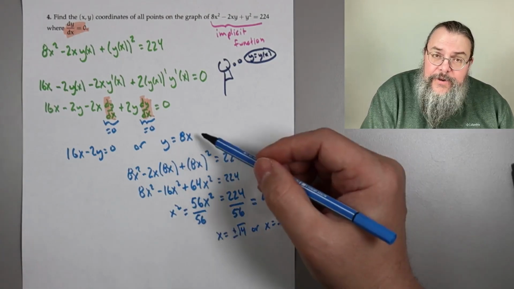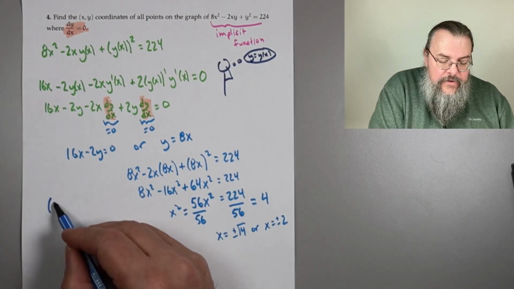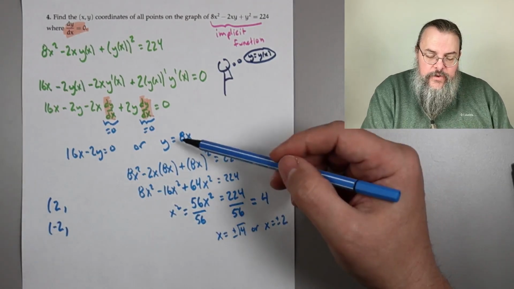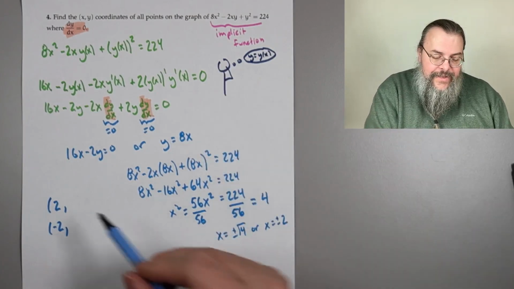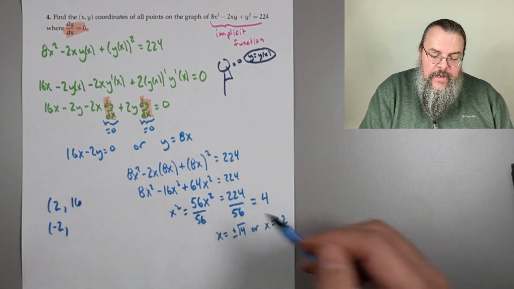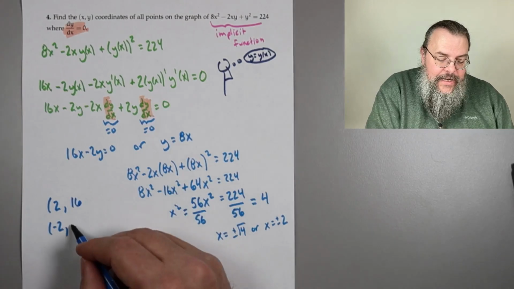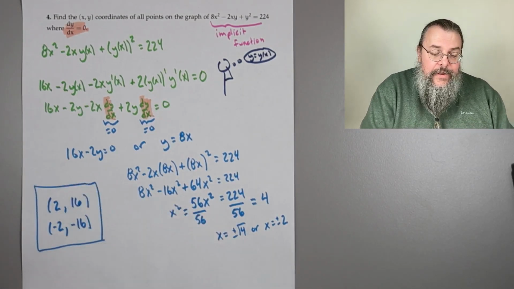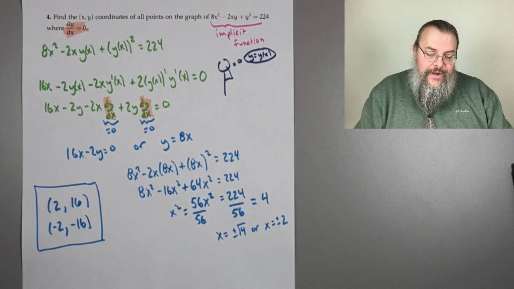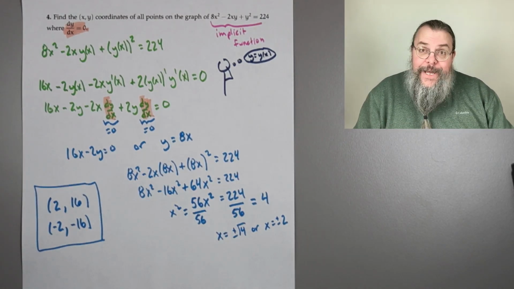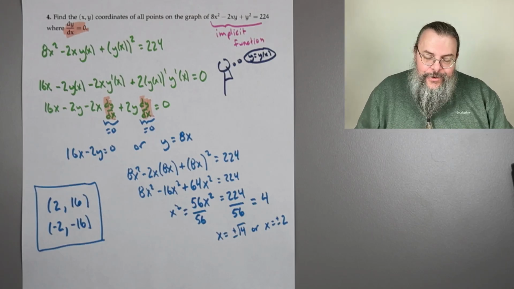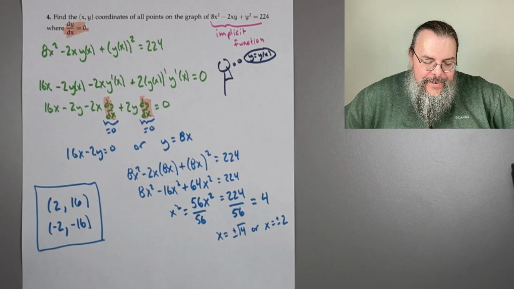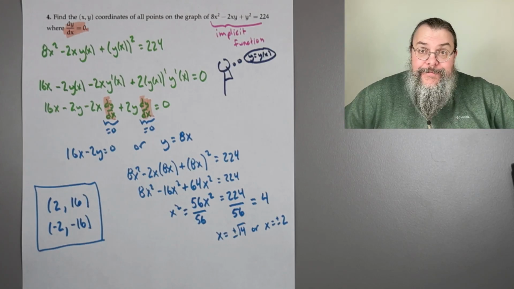So that says we have two x values. And we have this other relationship which gives our y. So we have 2 or minus 2 for x. And for y, well, 2 times 8 is 16. Negative 2 times 8, negative 16. And that says there are two places on this curve where we have a flat tangent line. So cool. Nice. What a lovely, lovely thing. All right. Well, let's keep going.